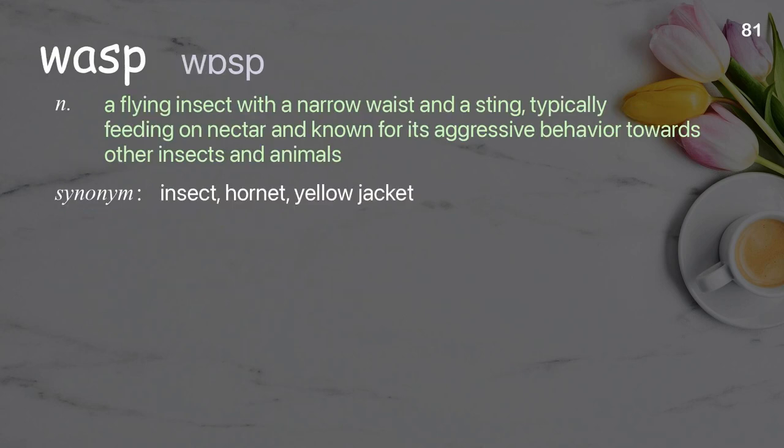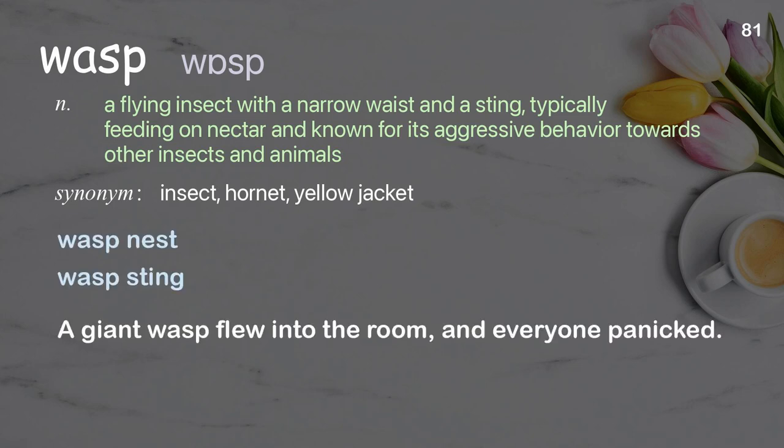Wasp. A flying insect with a narrow waist and a sting, typically feeding on nectar and known for its aggressive behavior towards other insects and animals. Examples: wasp nest, wasp sting. A giant wasp flew into the room and everyone panicked.